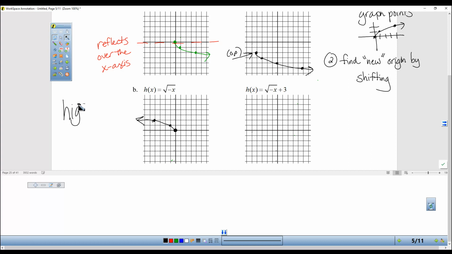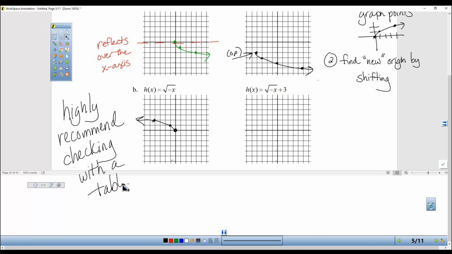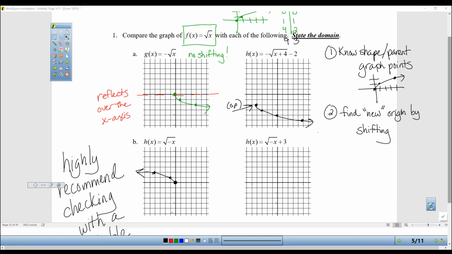I highly recommend checking with a table. I just can't even tell you how important this is. I love, love, love to teach you guys the shortcuts. I love to say to you, think about what this graph is going to look like. But in the end, you should always check a point.